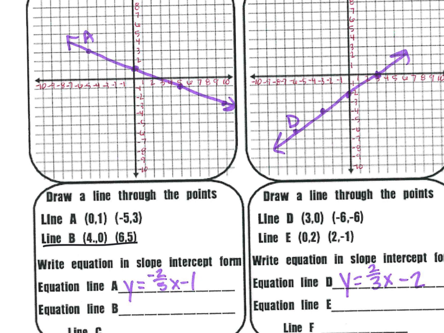I'm going to go to the right 4, and I'm not going up or down because my y is 0. Then I'm going to plot 6, 5. Oops, I did not go to the right 4. I have to go to the right 4 and 0 right here. The next one is 6 and then up 5. All right, so now I'm going to graph this line here.